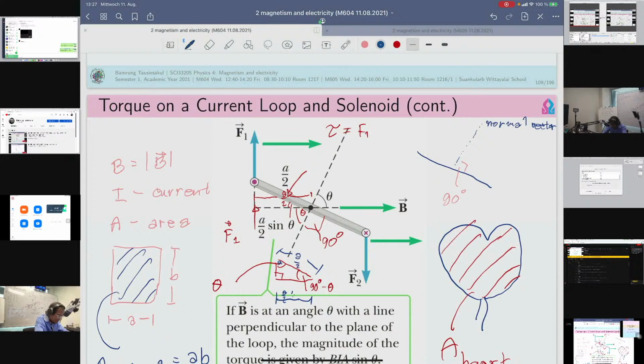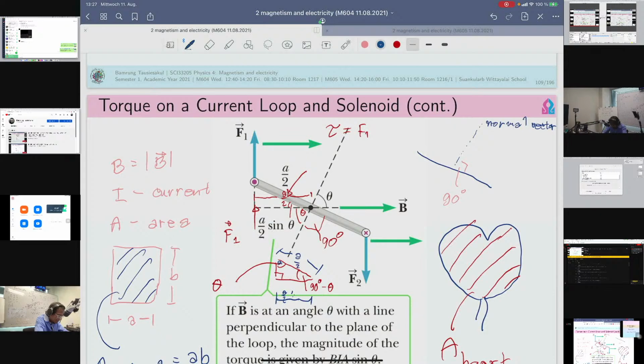With respect to the rotating or the pivot points, that's why we get a distance which is actually shorter. If you look along this direction, the length here is a by 2, but in this configuration, when it's tilted by theta, the distance for the force acting on the rotating object is only a by 2 times sine theta. It's shorter than a by 2.